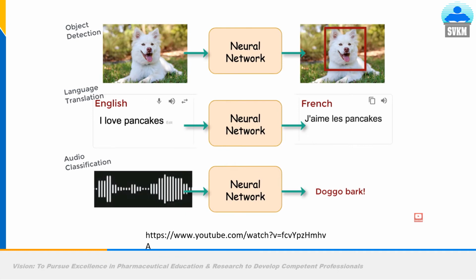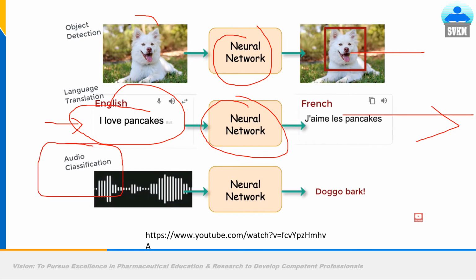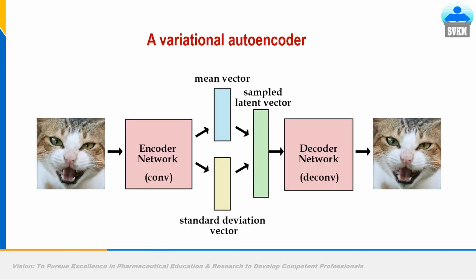So here I give you an example. This is your input to the autoencoder, and this is its output. I love pancakes, it is an English sentence. This is the input to the autoencoder, and it will give the output in French. This is an example, an application of autoencoder. Audio classification: you are giving some audio notes as input, and it will give you the result. Okay, this is the sound of a dog. It is audio to text conversion, right? Already some applications are there for audio to text conversion in the Play Store.